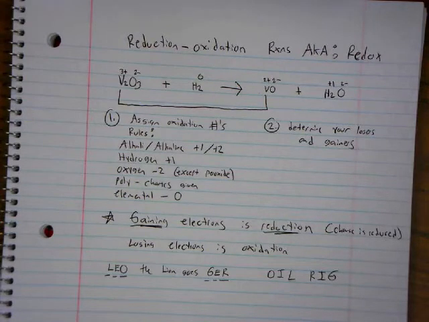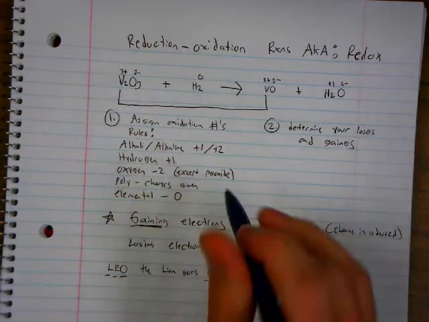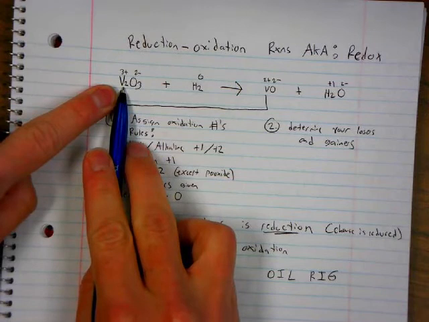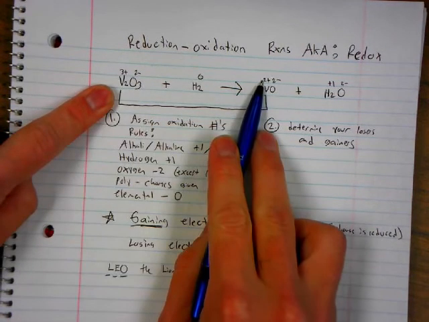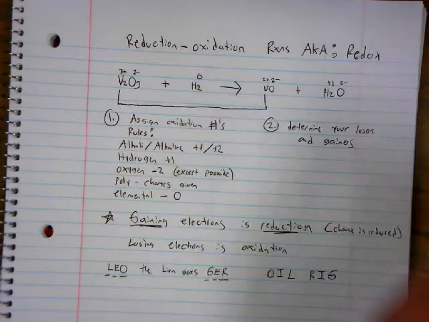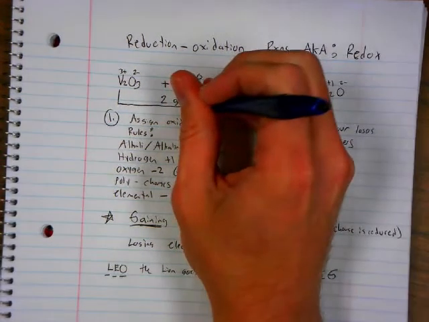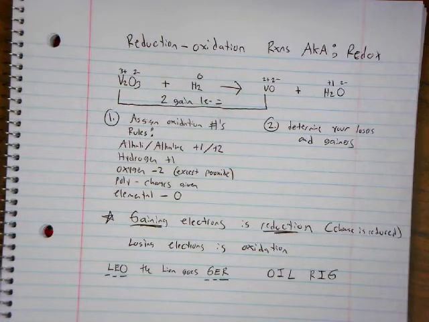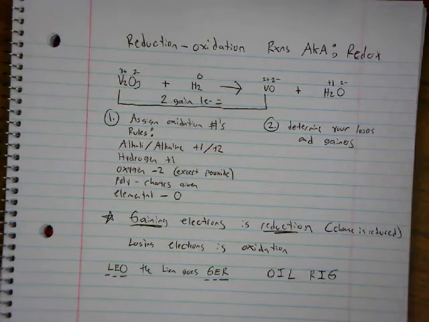Did it lose or gain? It gained. How many electrons? How many gained one electron? Would you agree that 2 gained one electron? Yes, because it went from a +3 to a +2. Are you guys okay with that? So I would say 2 gained 1 electron.